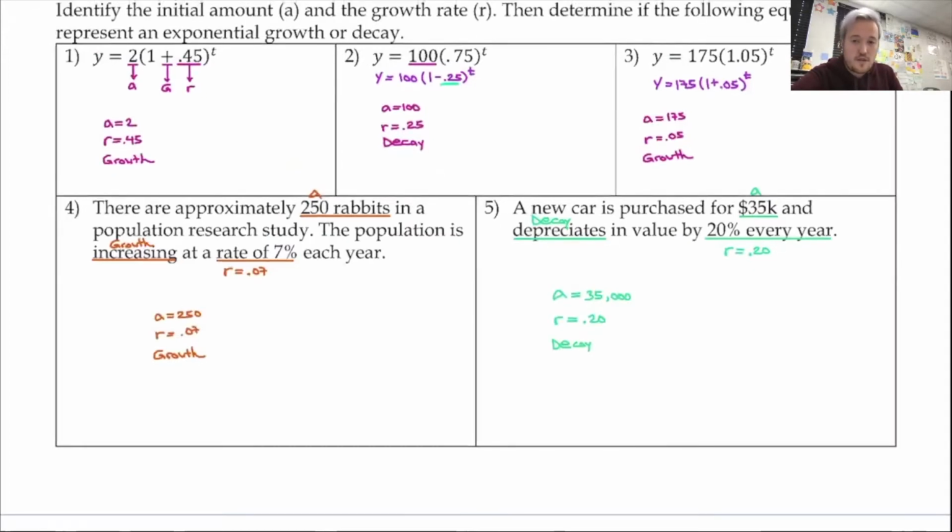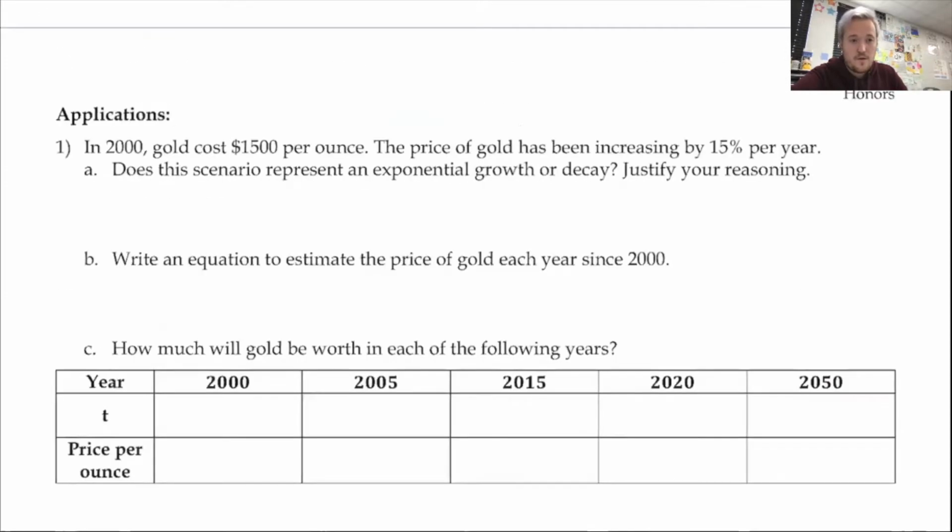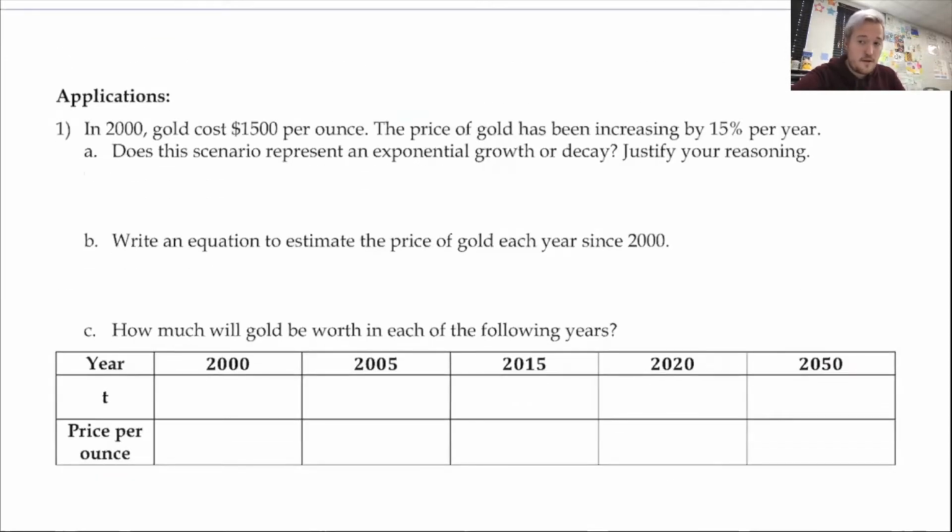All right, so this is just kind of scraping the surface of exponential growth and decay. So now we're actually going to solve some of these applications. I will say a calculator is going to make these problems exponentially easier. No pun intended. Calculator will make this so much easier. If you do this by hand, it's possible. It's just going to make your life a little bit more challenging.